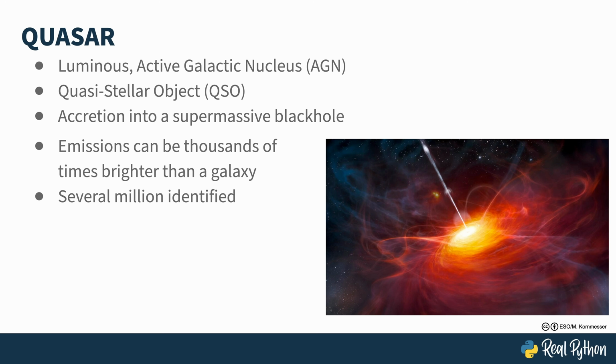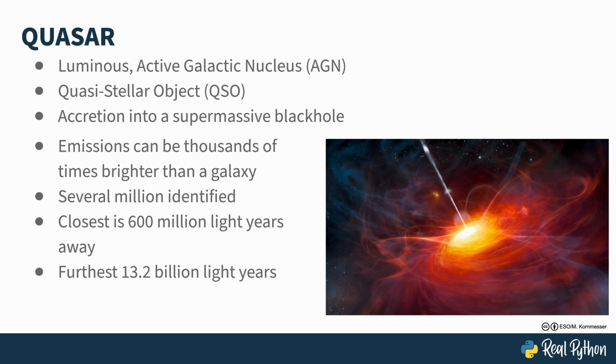Several million quasars have been identified, with about 1 million fully cataloged, including their spectrums. The closest one to Earth is 600 million light-years away, while the furthest is over 13 billion light-years away, near the dawn of the universe. The picture on the right here is an artist's rendition, but it gives you a bit of a sense as to what's going on.